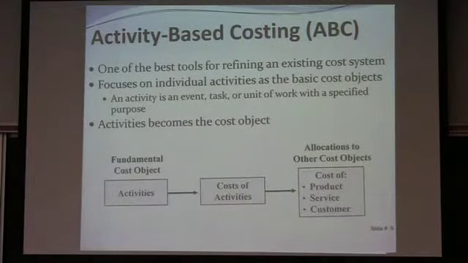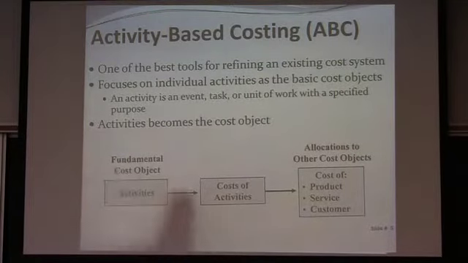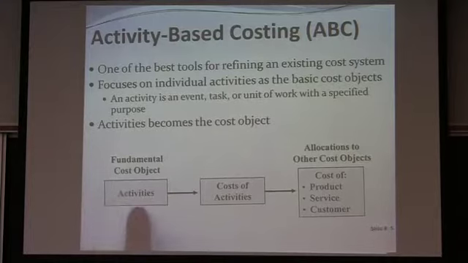cost driver. In this case, what we're trying to do is modify and make it better in the way we allocate these overhead costs. And how we do that is based on activities. So we create cost objects and we use activity as a function of cost object. An activity is basically a task, event, or unit of work with a specific purpose.